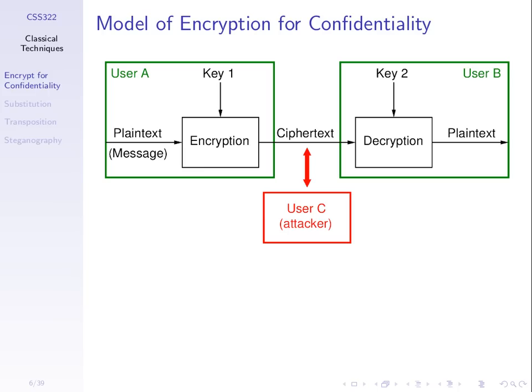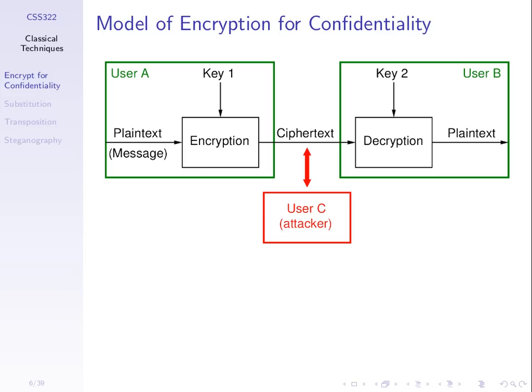The attacker's goal is to find the plain text, but if they don't have the key and we have a good encryption algorithm, it should be too hard for them to find the plain text. Of course, another goal is to find the key, because if the attacker finds key 2, then they can decrypt and immediately get the plain text. So we need to look at what algorithms satisfy these properties such that this will work.